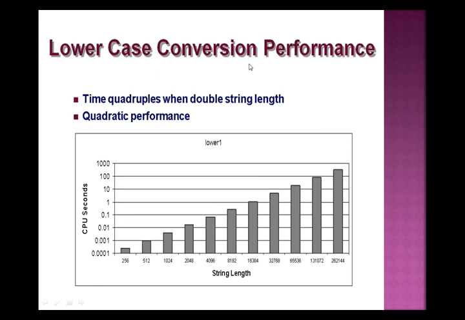Now, lowercase conversion performance. This is the performance of the lowercase conversion. The first point says time quadruples when the string length doubles. That is, if there is a string with a large number of characters, time doubles, energy doubles, resources double for executing the code that has a string. Then the next point says quadratic performance. That is, the performance will be affected if there is a string instead of a single character, so converting the main string or converting the characters into lowercase.